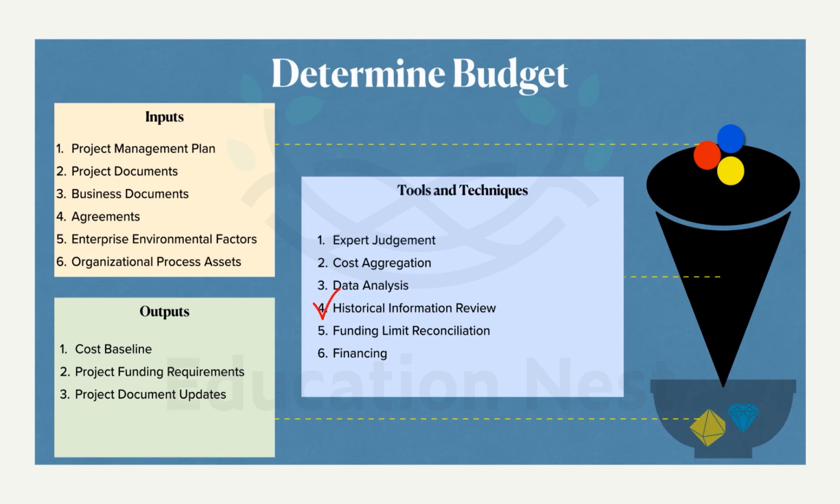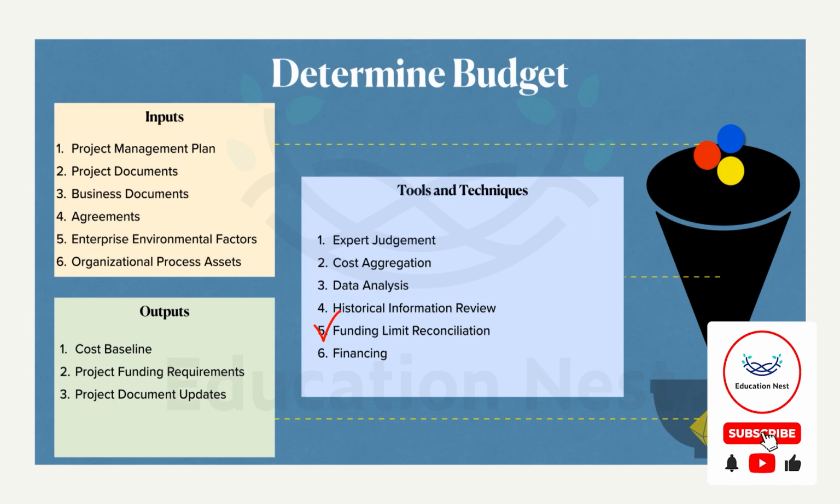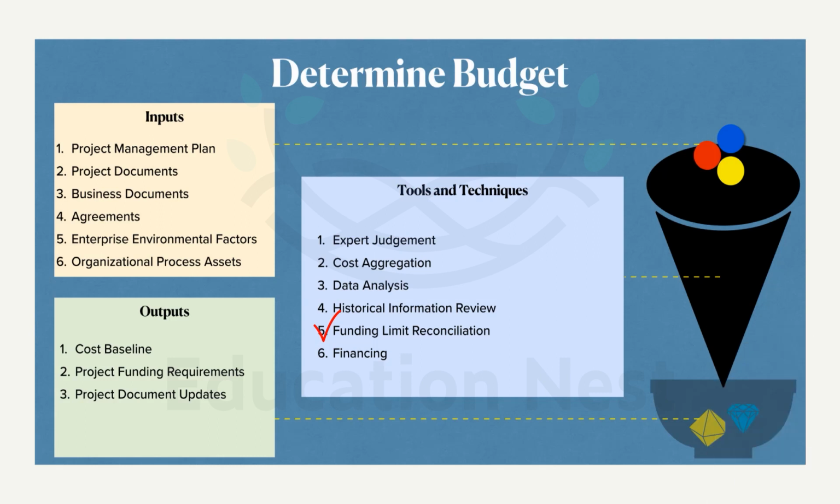And historical information review, this is the new term of the day. What happens here is the project characteristics are reviewed, and mathematical models are developed to predict the total project cost. So with the history that we have, we predict what we are going to spend. Funding limit reconciliation, again a new term. What does reconciliation mean? It's nothing but comparison of plan versus actual. What happens here is that expenditure is verified to see whether it matches the limit of the committed fund approval.